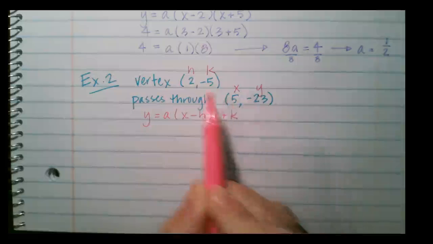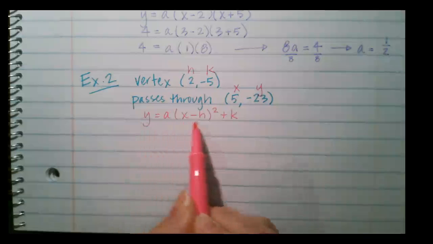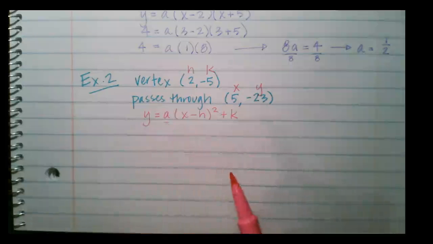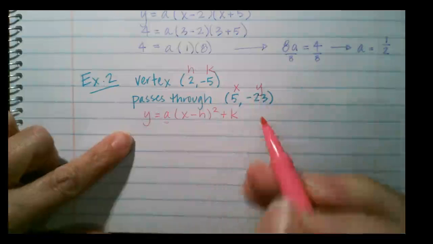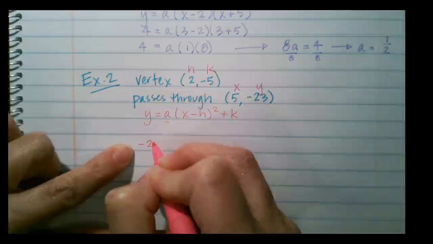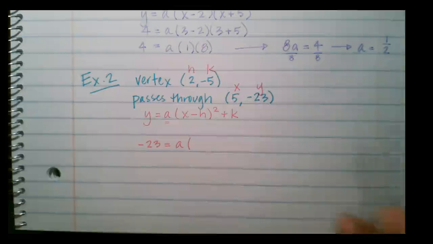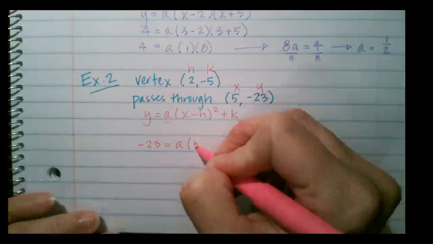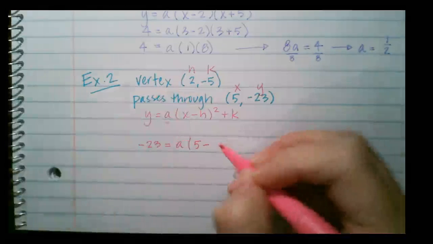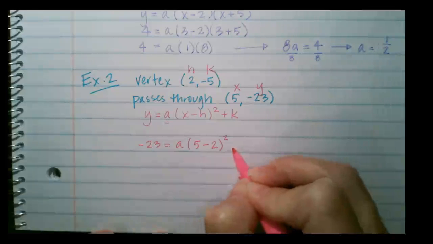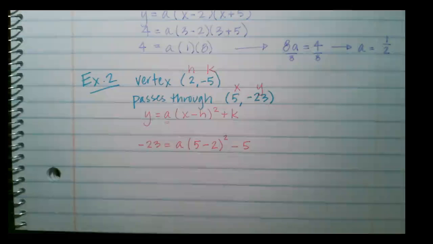I was looking at the 5. These 4 numbers in place of those 4 variables, which means I can solve for a. All right, so the y is -23. I don't know what the a is. That's what I'm looking for. The x is 5. The vertex is 2 squared. And then the k is -5. All right, so here I go.